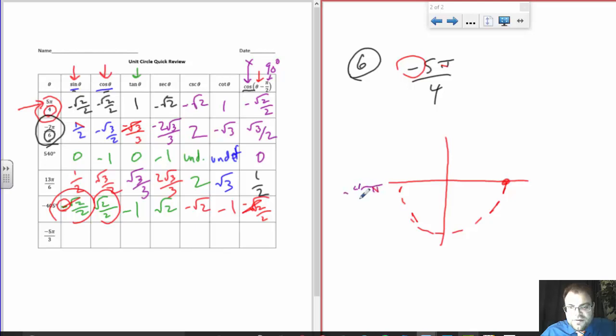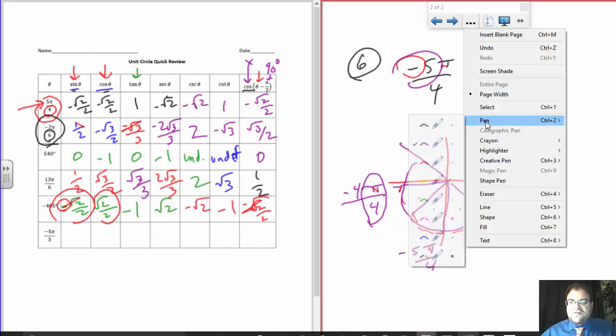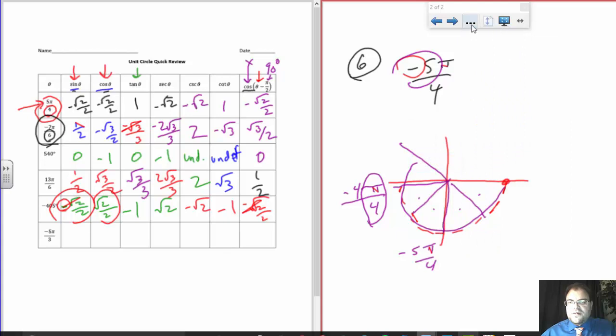This is 4 different segments. There's 1, 2, 3, 4. 1, 2, 3, 4. That's how many I need to get. Each segment is pi over 4, and there's 4 of them. I don't need to stop at negative 4. I need to get to what? Negative 5. So I have to go 1 further. Keep going. So this is actually negative 5 pi over 4. But now that I know that, that's really nice because let's not use red. Let's use black here.